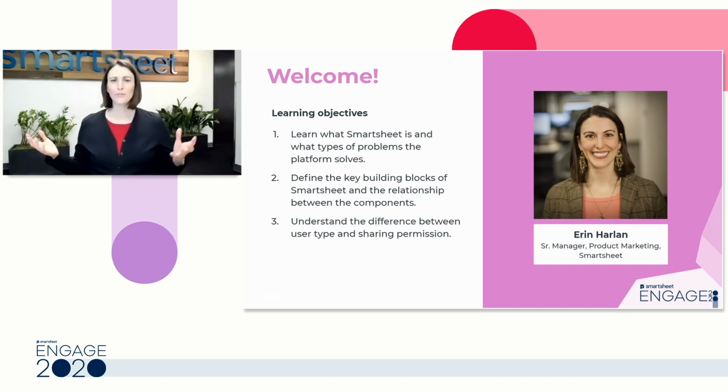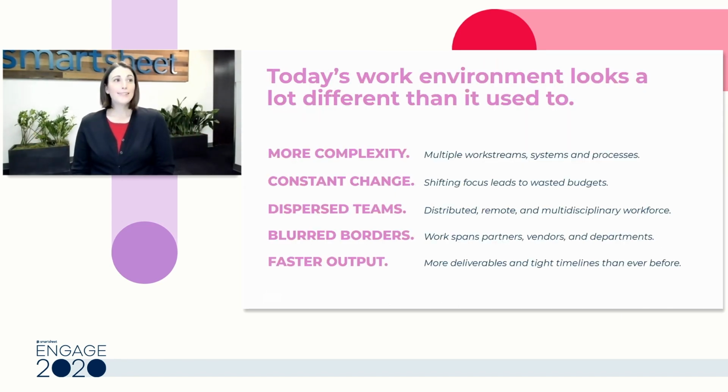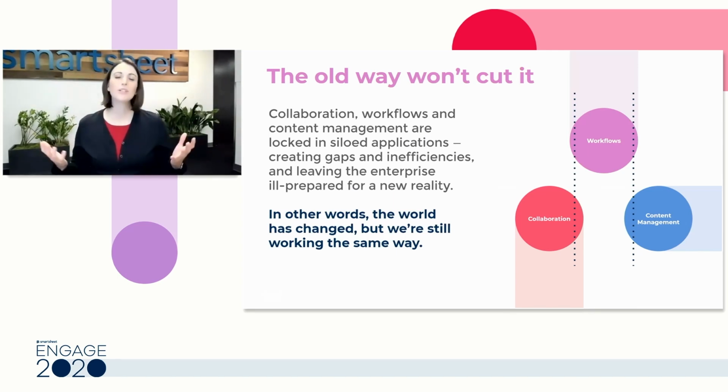So let's get started. First off, what is this Smartsheet thing and why do I need it? Well, it's because the work environment looks different today than it did before. I mean, it looks different than it did a couple years ago, even last year, or even a few months ago. We have more complexity, we've got constant change and dispersed teams, and through all of that, we're still expected to deliver more faster. And because of that, the way that we've been working just simply doesn't cut it anymore. Change is actually happening faster than business can keep up with it. And because of that, that means that change is actually happening to us rather than us being able to make change happen.